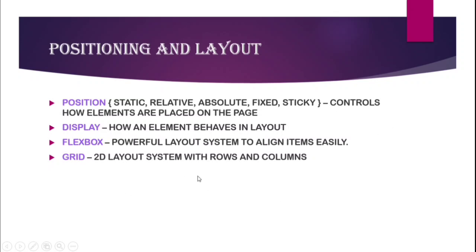Then we have the flexbox. Flexbox is another powerful layout system to align items easily. So for the display method, we have flexbox as well as grid. These two are some of the most important, most powerful display methods and layout systems that we have here. Grid is nothing but the 2D layout system with rows and columns. So it will create rows as well as columns, and based on that format we will create a grid.